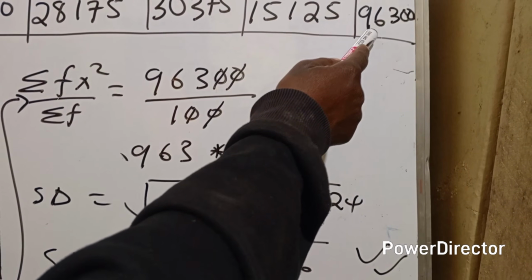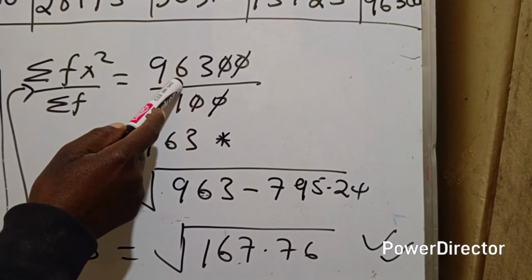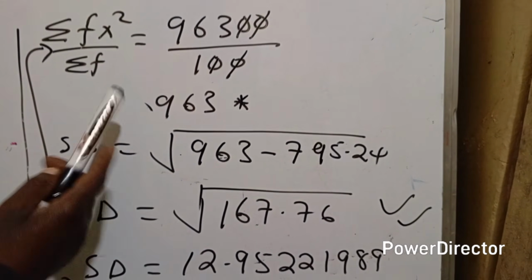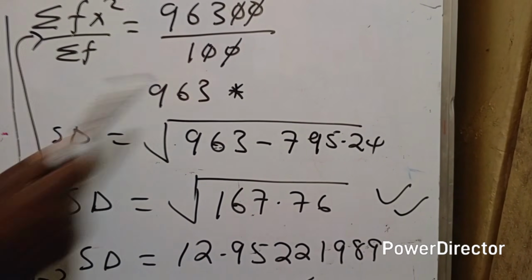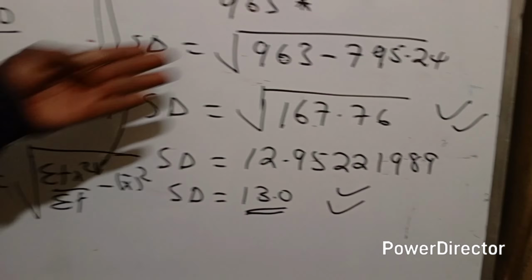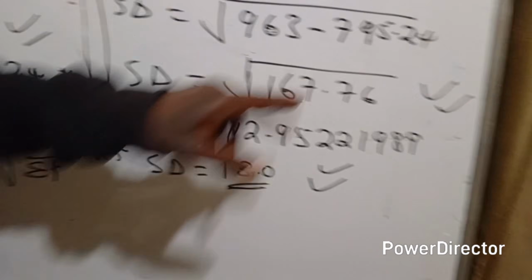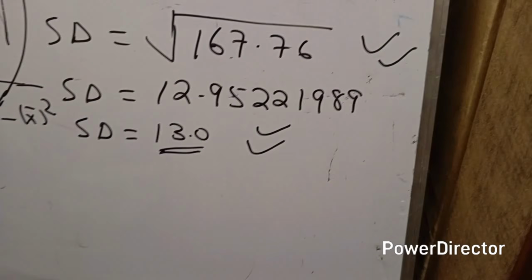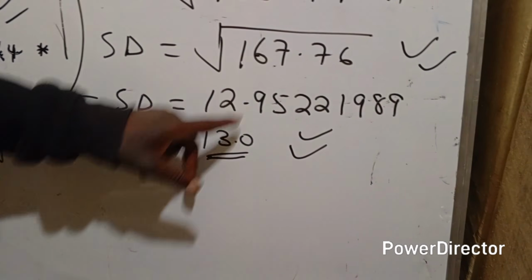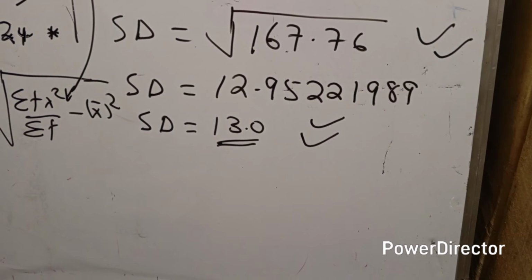That is 96,300. This is 96,300. Then divide by the frequency, and this is the number I got. Again, I had to put an asterisk. These numbers I have put asterisks on, here and there, are very, very important because I should find their difference. Why did I find the difference? Because the formula says I should subtract, and then you find the square root of that. Please write the whole number, and in the end you are going to have the standard deviation.